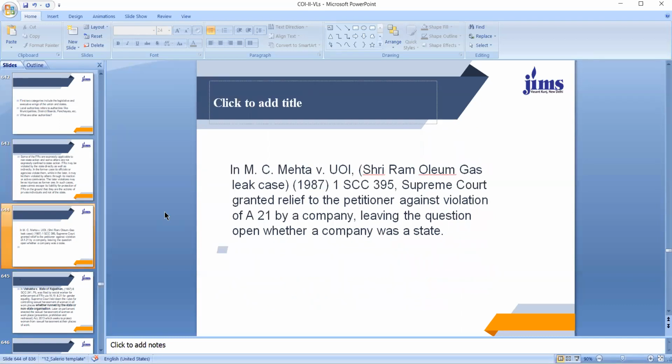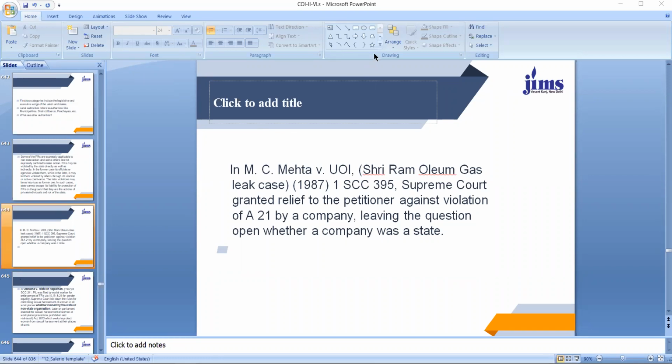You see, we have a very important leading case, MC Mehta versus Union of India, commonly known as the Shriram Oleum gas leak case. In this case, the Supreme Court granted relief to the petitioners against violation of fundamental rights by a company, leaving open the question whether the company was a state or not.